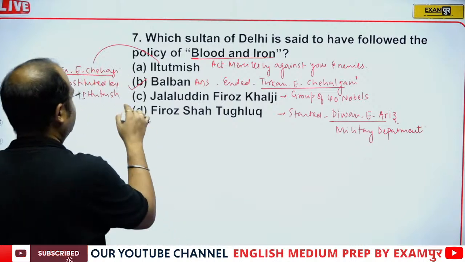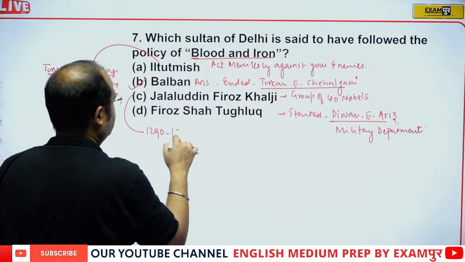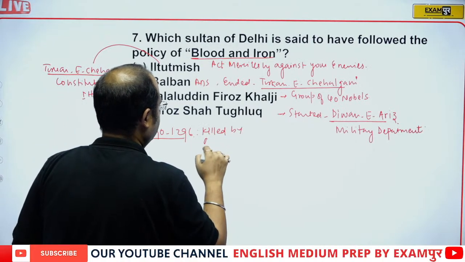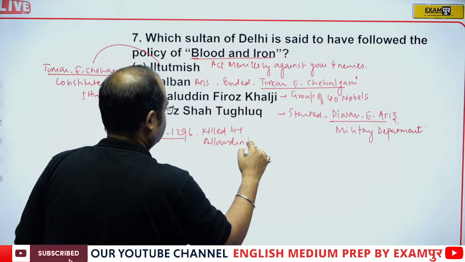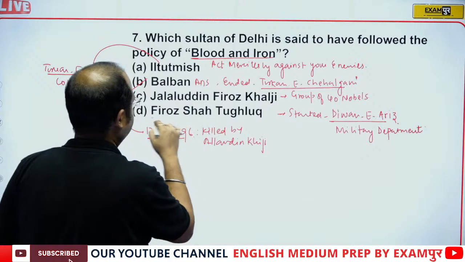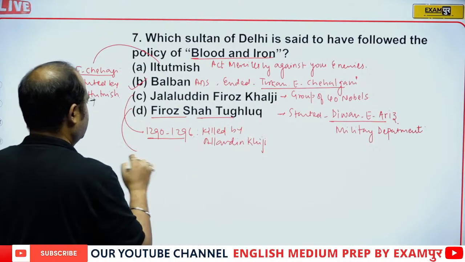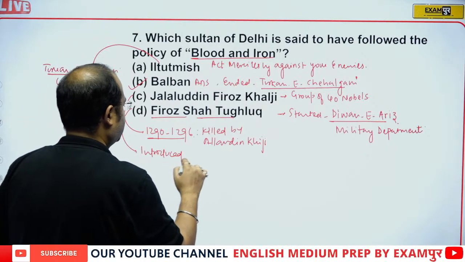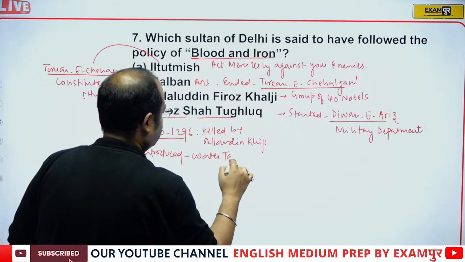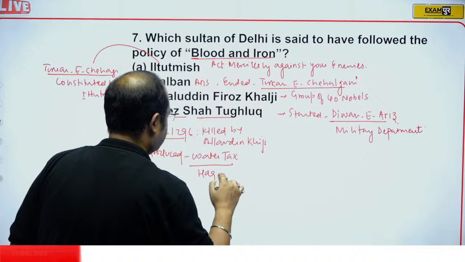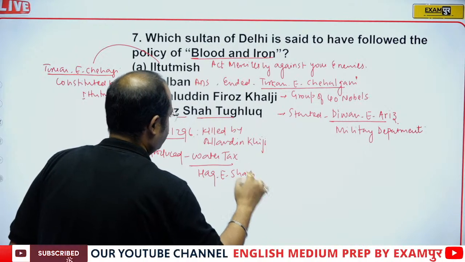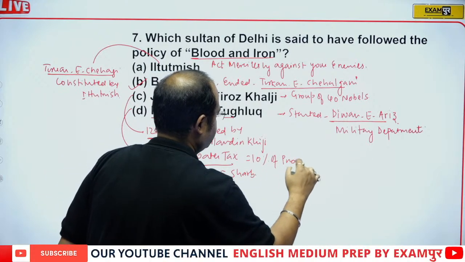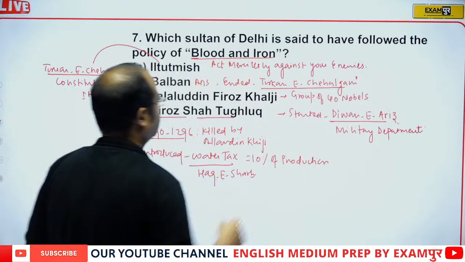And Jalaluddin Firoz Khilji, he ruled from 1290 to 1296 and was killed by Alauddin Khilji. And Firoz Shah Tughlaq was the person who introduced the water tax. That was called Hak-e-Sharb. That was a tax on water, and it was 10% of production. So it was taken as 10% of the production.